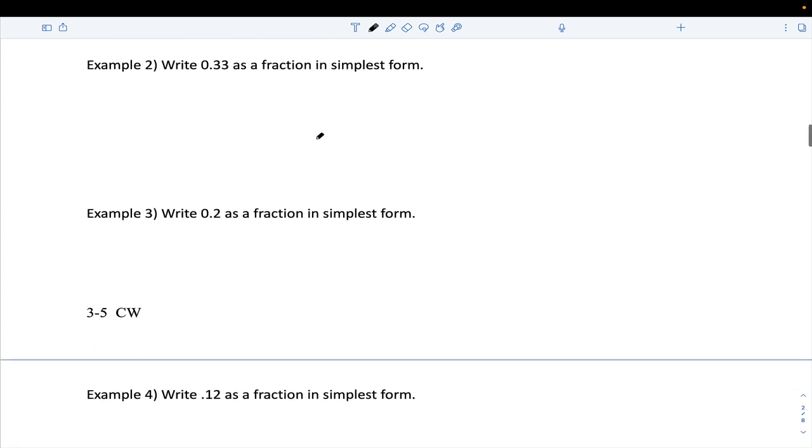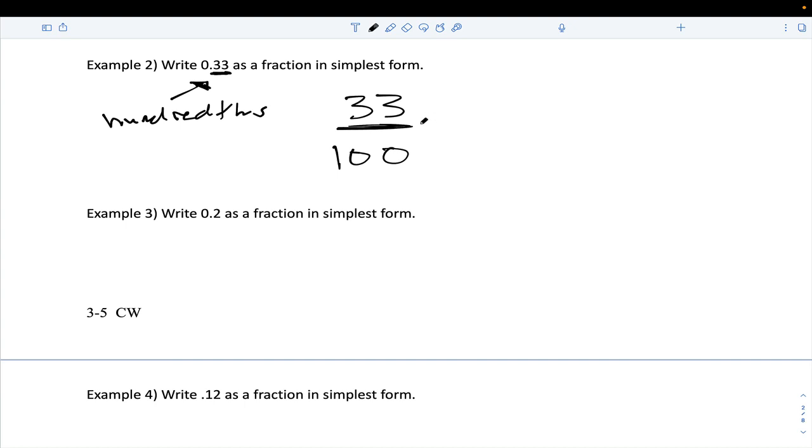Example 2, write 0.33 as a fraction in simplest form. For now, underline those 2 digits. The 3 that is listed second is now in what place value? The hundredths. So instead of writing a 10 on the bottom of my fraction, I'm going to say, well, it's in the hundredths place. The denominator is now 100. 0.33 has the denominator 100, and I place the number on the top. 33/100 is your fraction. Can you simplify that at all?